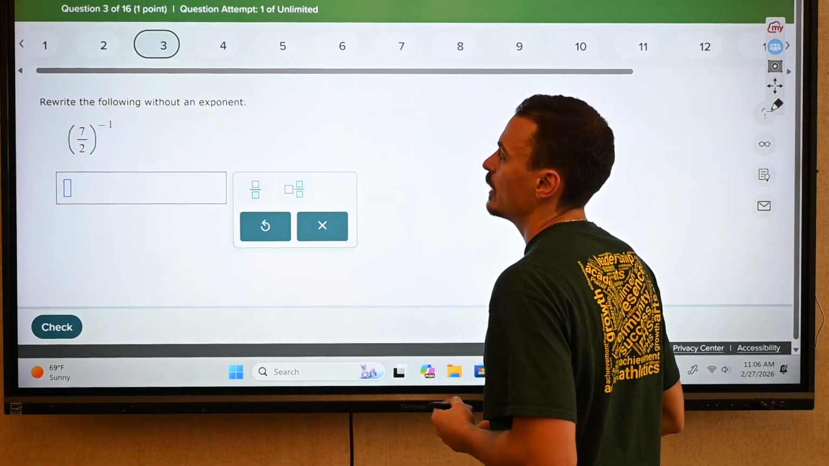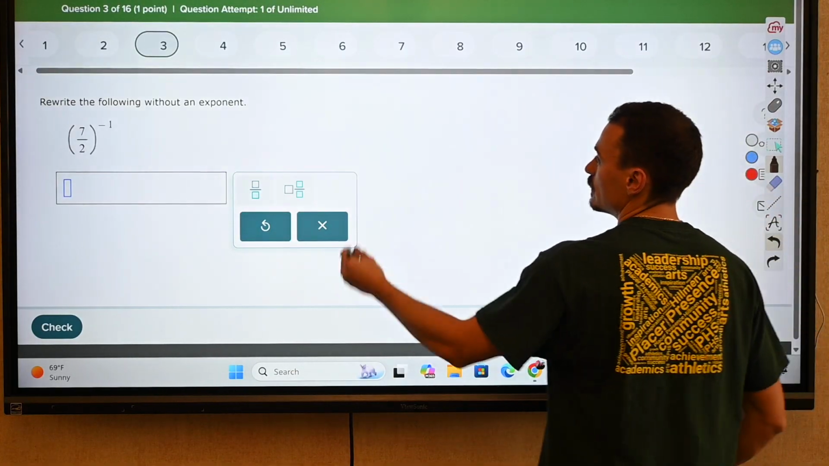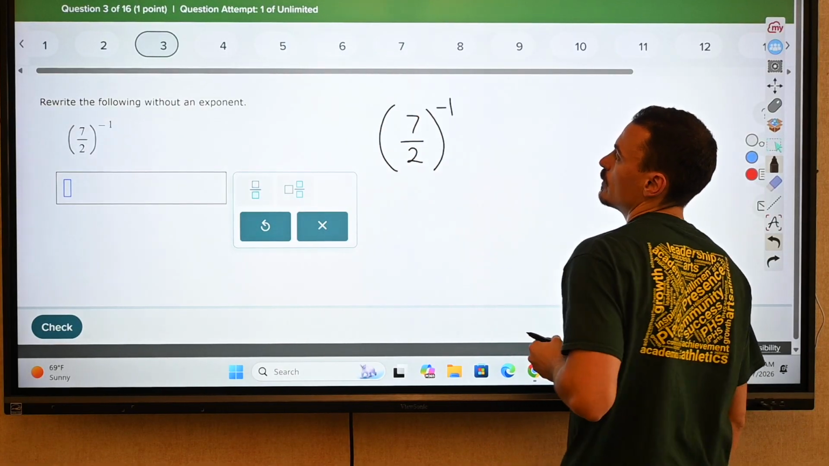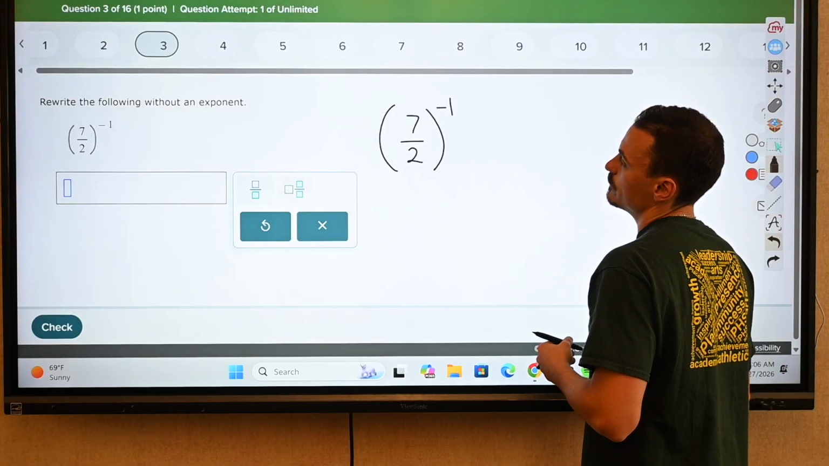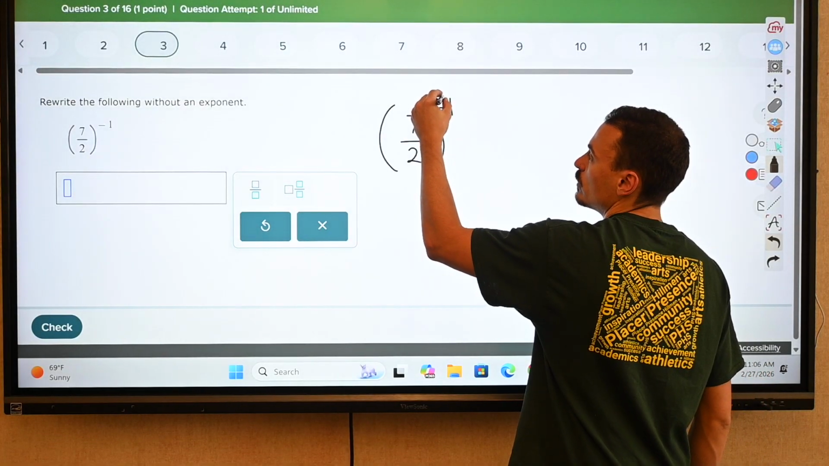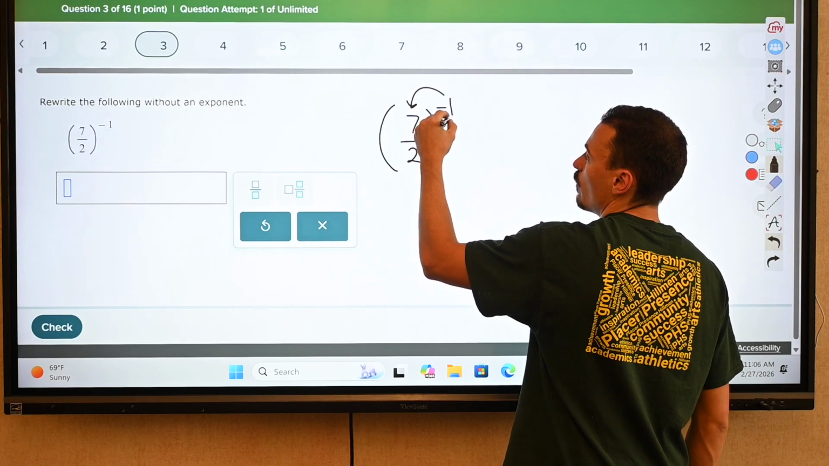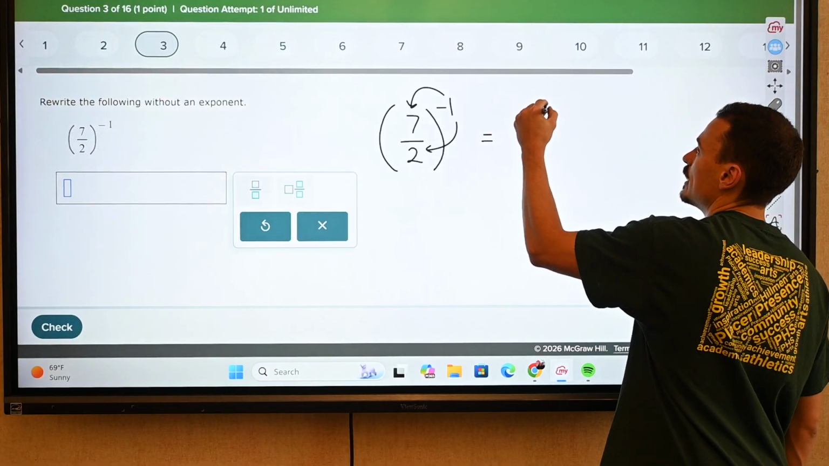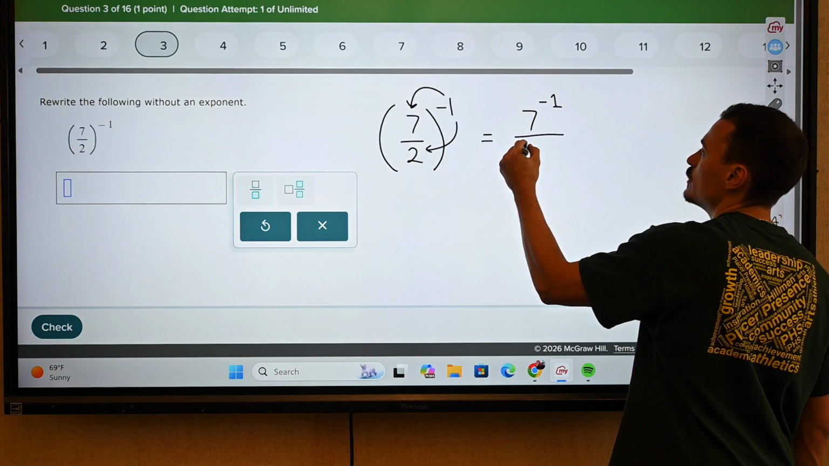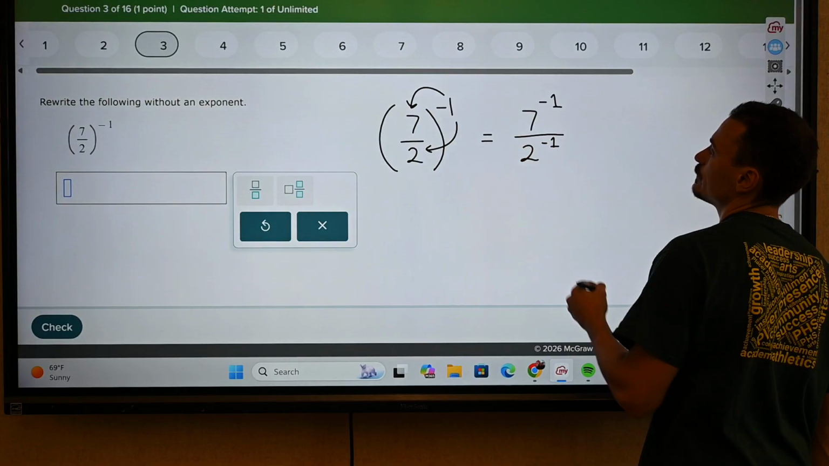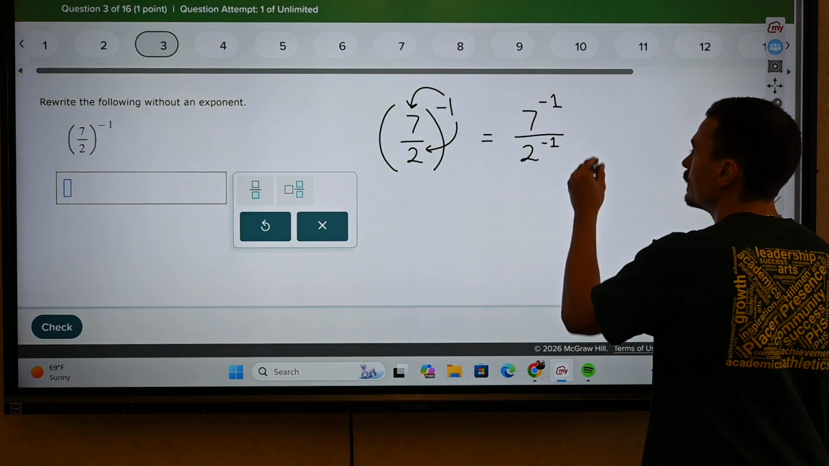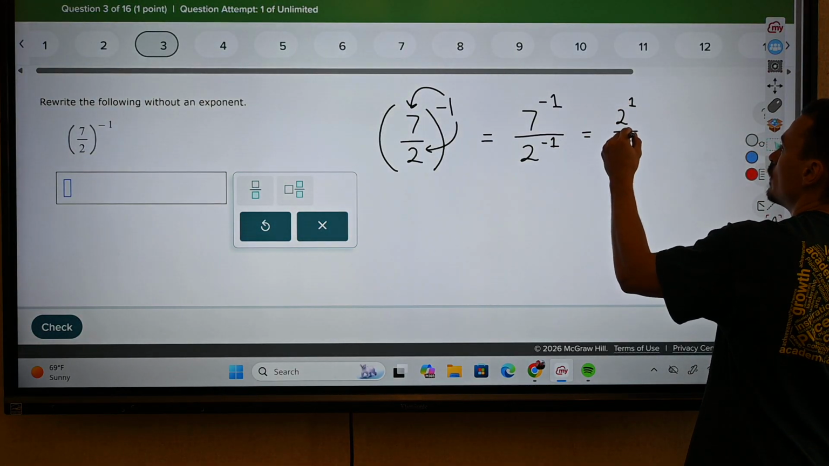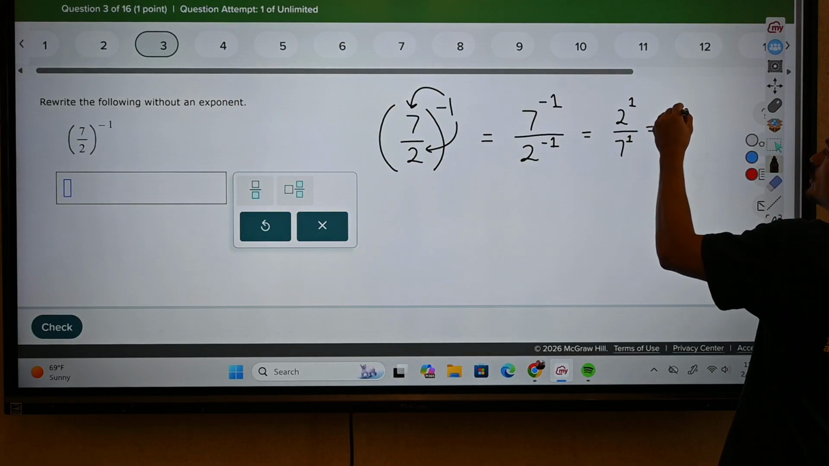Okay? Now sometimes you have something that looks like this. So it gets a little bit more complicated. What I always tell my students is you should do the power rule here. So we could take that negative 1 and apply it to both numbers. So give us 7 to the negative 1 over 2 to the negative 1. And then we flip it, make it positive. 2 to the 1 over 7 to the 1, which is equal to 2 over 7.